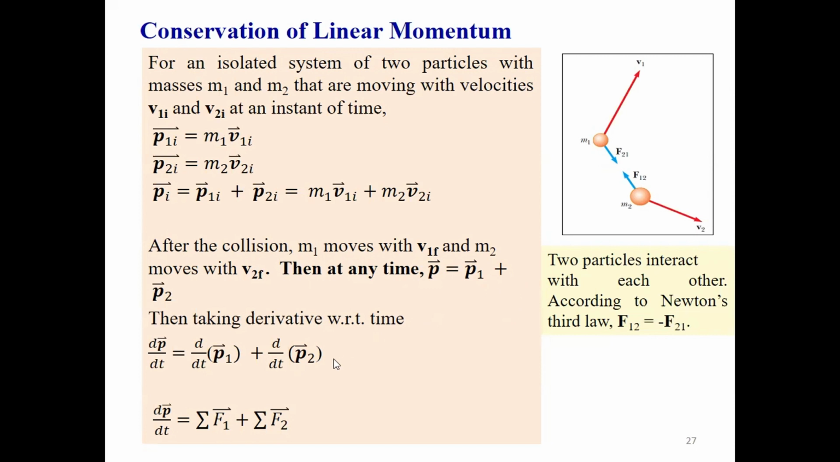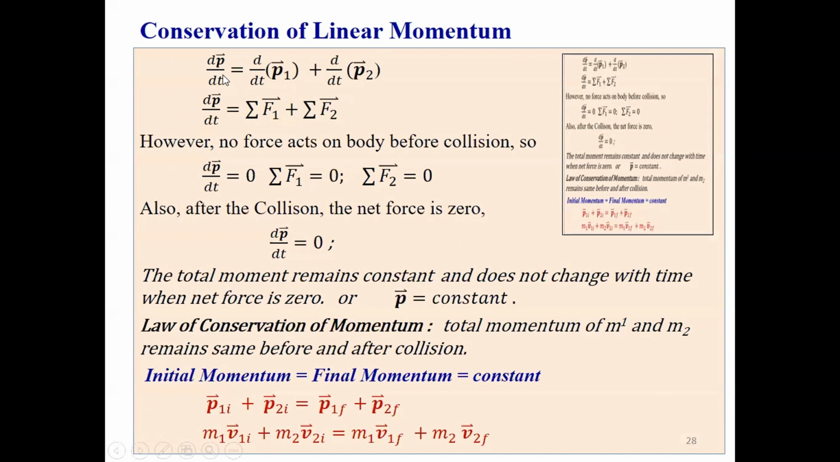So if we take the time derivative, we get the net force on particle 1 and the net force on particle 2. And this is the total rate of change of momentum. The total rate of change of momentum is the rate of change of momentum of particle 1 plus the rate of change of momentum of particle 2. However, no external force is acting on the system. So dp over dt is equal to 0.